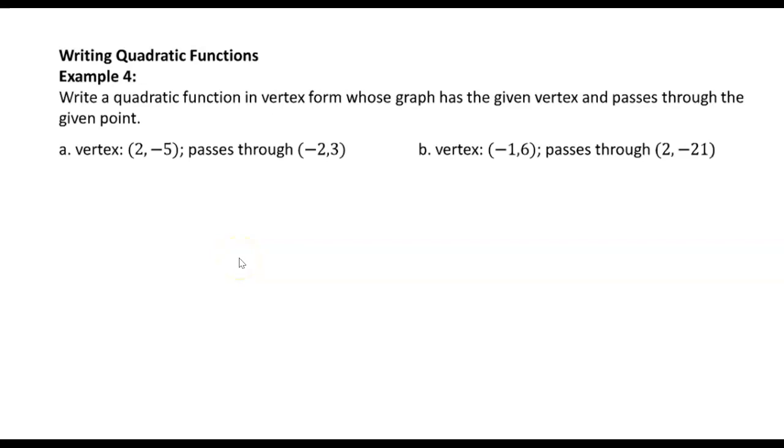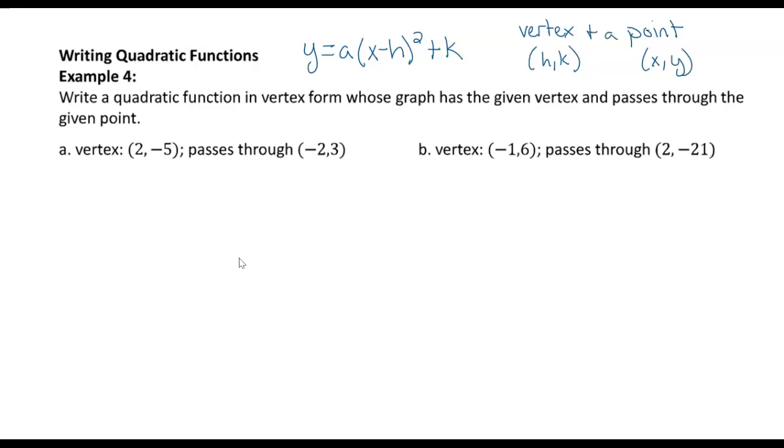We are going over 8.4 in Algebra 1, Example 4, which is writing quadratic functions. When we're writing quadratic functions, we're going to use y equals a times x minus h squared plus k. That's vertex form. We're using our vertex, that's h, k, and some other point, that is x, y. So we need a vertex and we need a point.